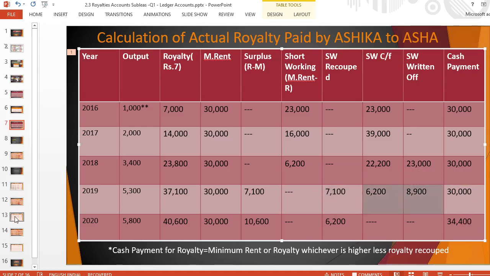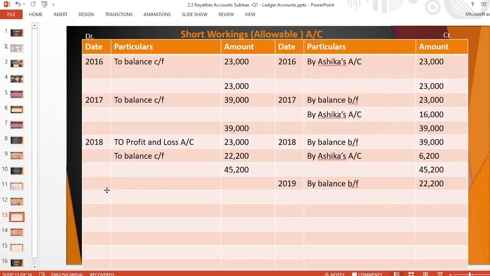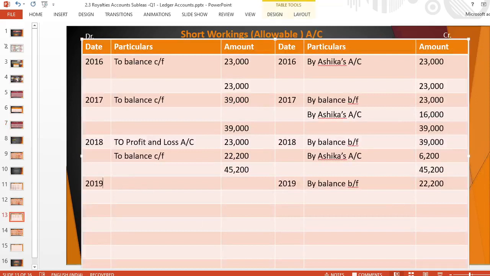So I'll record the same thing. As far as recoupment, it's an opposite entry to royalty short workings due. For short working due, the entry is Sub-Lessee's account debits to short working allowable account. For recoupment, we should pass the opposite entry. So here short working allowable account debits to Sub-Lessee's account. Here Sub-Lessee is Ashika, so to Ashika's account.